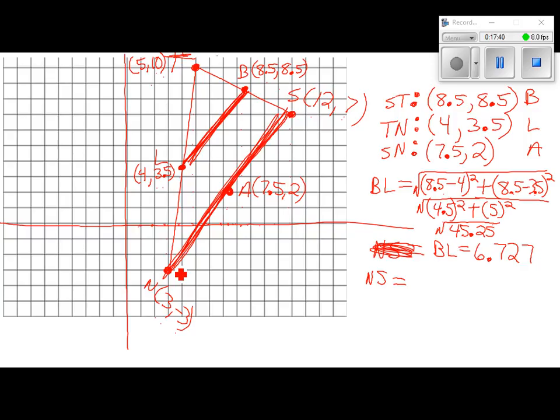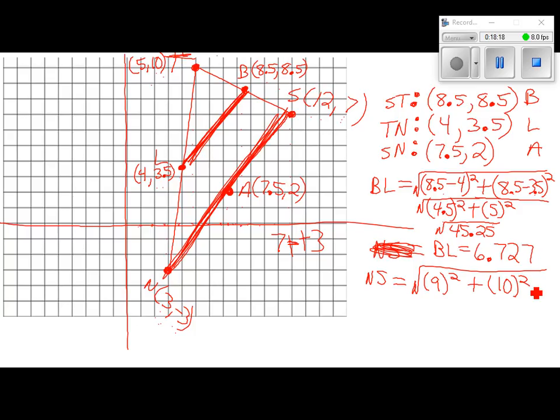On the next one, for N and S, I use this ordered pair and that ordered pair. For this one, I'm not going to write it out as much. So for the x's, I got 12 minus 3. 12 minus 3 is 9. So I got 9 squared plus, for the y's, I got 7 minus a negative 3. You got to be careful here because you got 7 minus a negative 3. Well, then that's going to change to plus. So you got 7 plus 3, which is 10 squared.